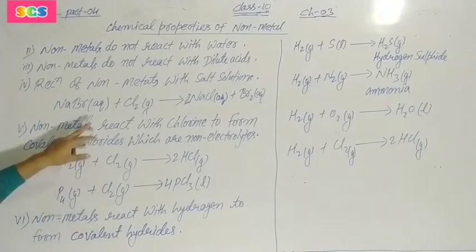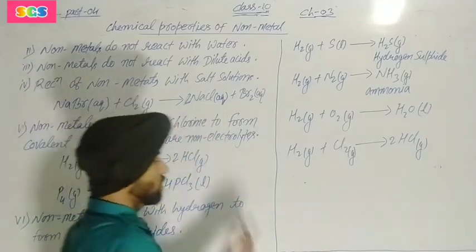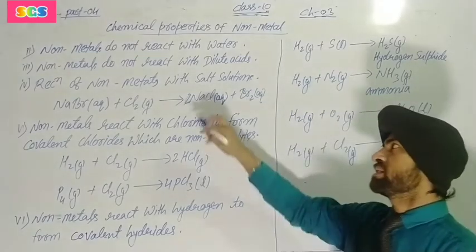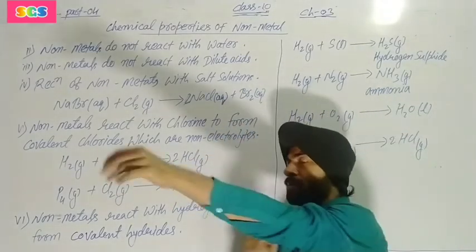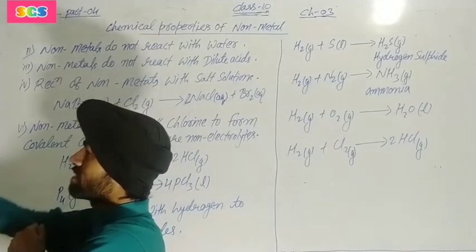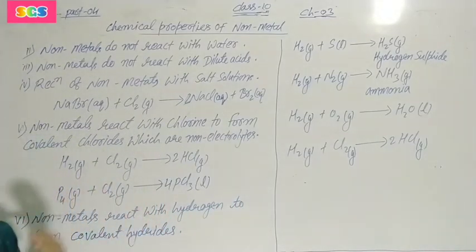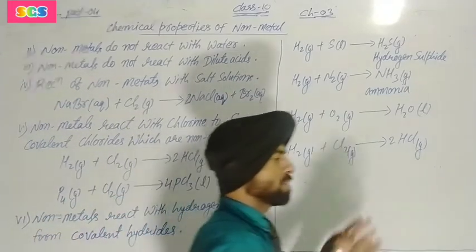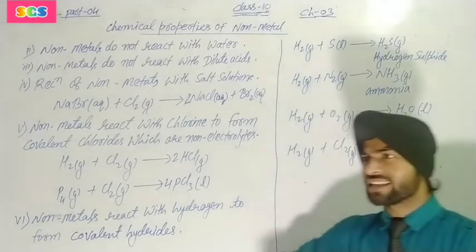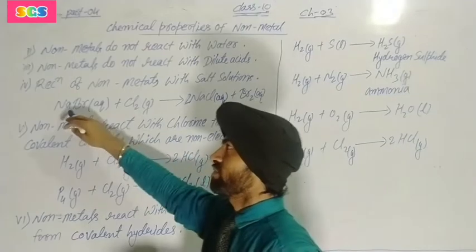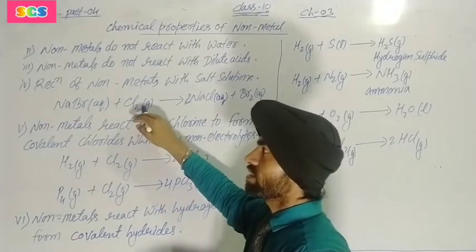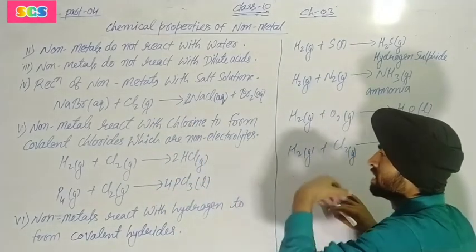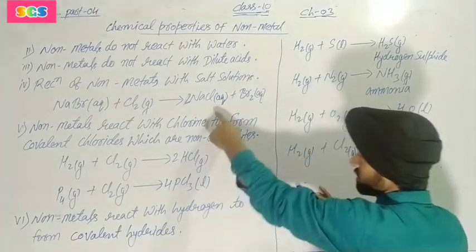When metal bromide reacts with chlorine, what will it form? Sodium chloride, that is metal chloride, common salt, and it releases bromine. Bromine gas gets released from sodium bromide. What is the reason behind this reaction? Why does this reaction take place? The main reason is that chlorine is more reactive than this non-metal. That's why chlorine displaces the non-metal present in the salt solution and forms the corresponding salt, and hence NaCl forms.